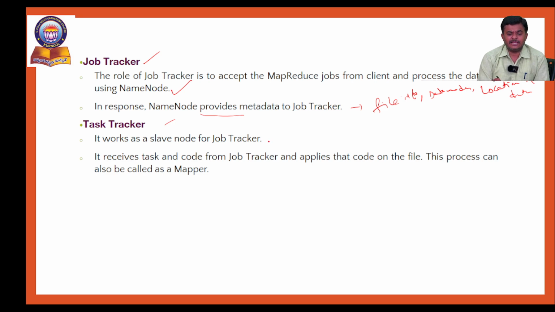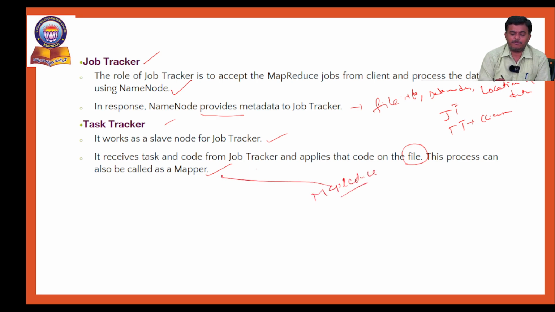Next, task tracker. It works as a slave node for the job tracker. So the job tracker will be a master program and the task tracker will be a client program. It receives tasks and code from the job tracker and applies that code on the file available in that particular data node. This process can also be called a mapper. It is a part of the MapReduce program, so the map task is carried out by the task tracker.